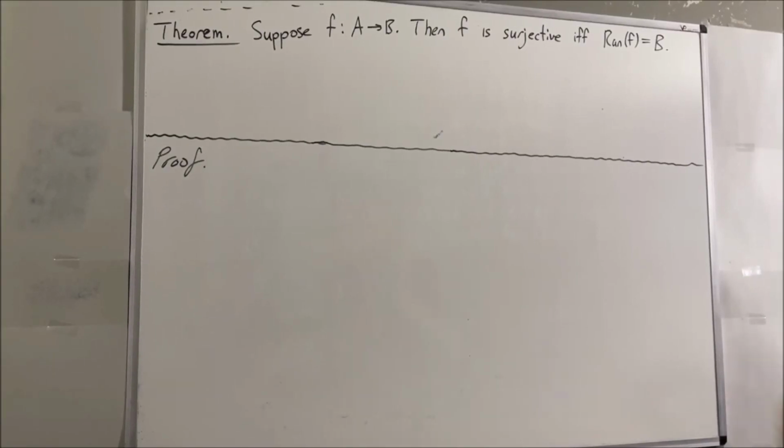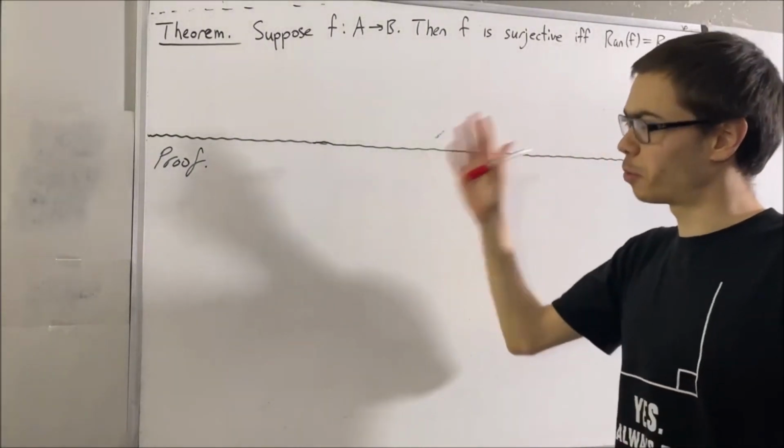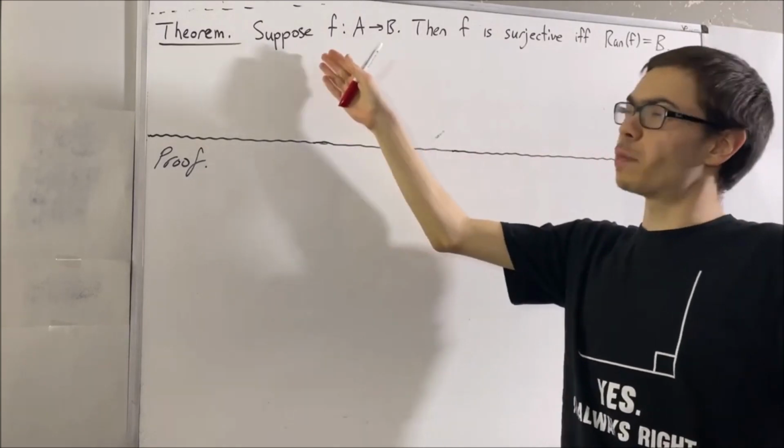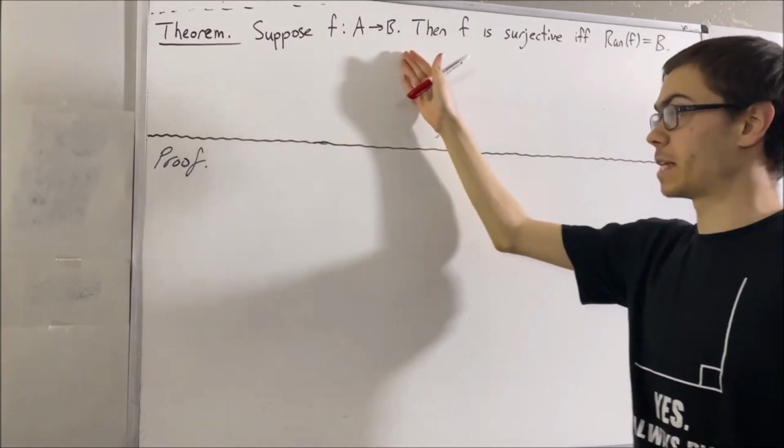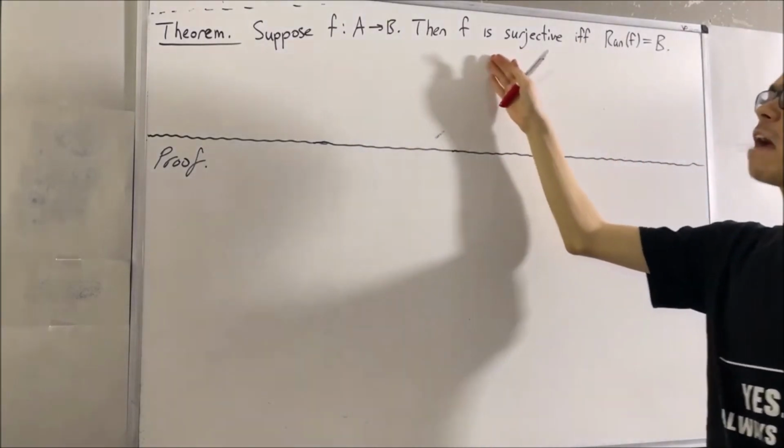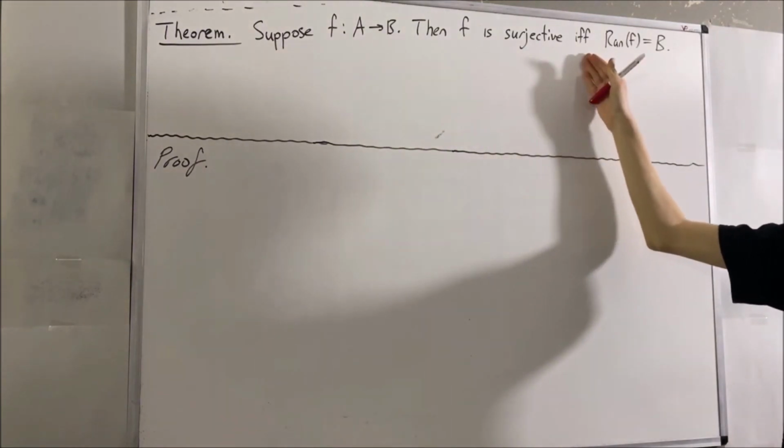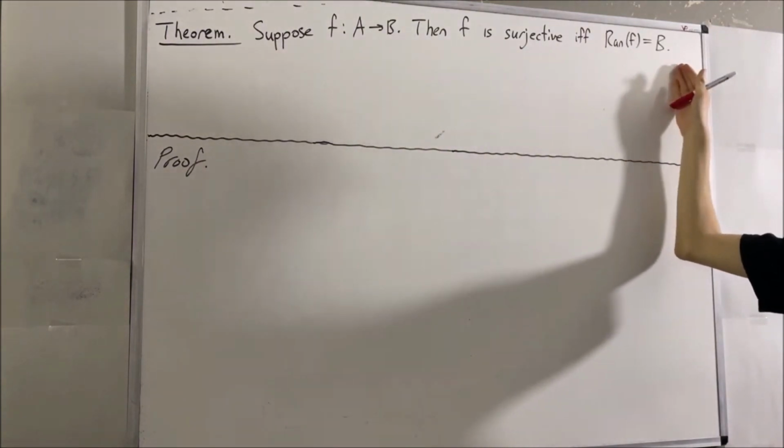Hello! In this video, we are going to prove the following theorem. Suppose f is a function from A to B. Then, f is surjective if and only if the range of f is equal to B.